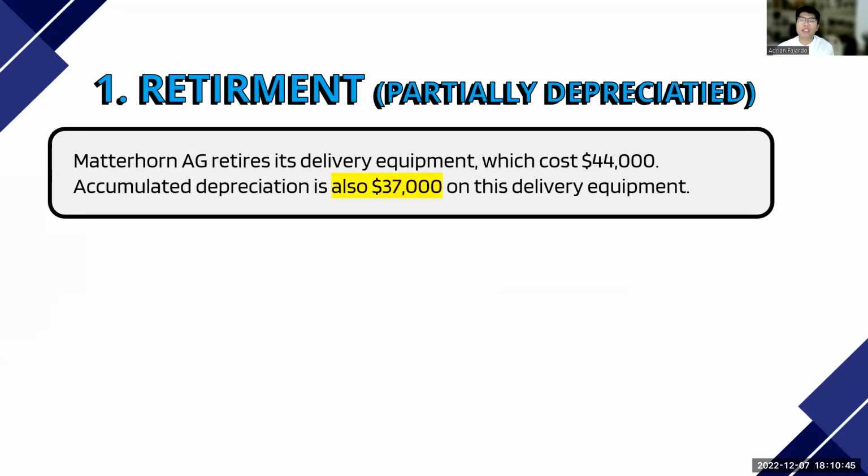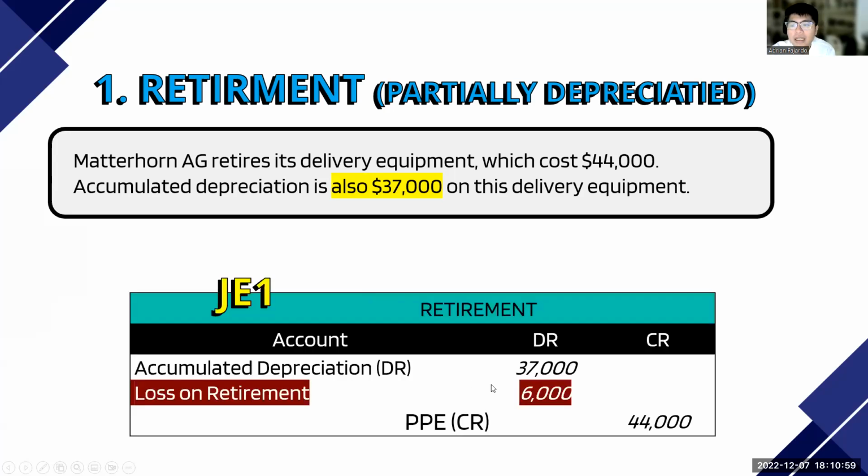Pero, what if it's partially depreciated? What if instead of 44,000, meron ka pang carrying amount of 6,000? Because that's 44,000 minus 37,000 accumulated depreciation. Paano mo i-journalize yun? Basically, you just credit the PPE at its cost of 44,000, debit accumulated depreciation of 37,000, and then yung difference will be a loss on retirement.